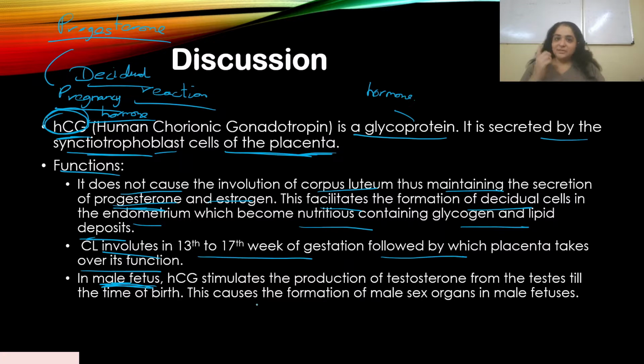The other job is in male fetuses. HCG stimulates the production of testosterone from the testes till the time of birth. This is the second function of HCG. So in male fetuses, HCG stimulates the production of testosterone from the testes, that is the Leydig cells, till the time of birth. This causes the formation of male sex organs in male fetuses.